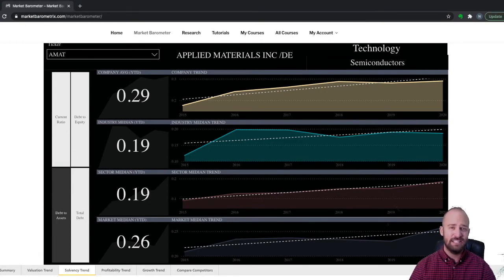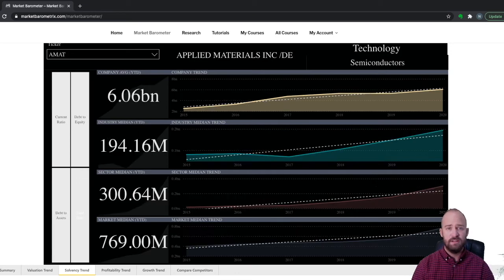So lastly, let's just talk about the total debt here. There isn't a whole lot of room to do any comparative analysis with total debt, because the total debt that a company has is going to vary depending on how big the company is, how big its market cap or its enterprise value is. So it's not very useful to compare this to industry, sector, and market medians.